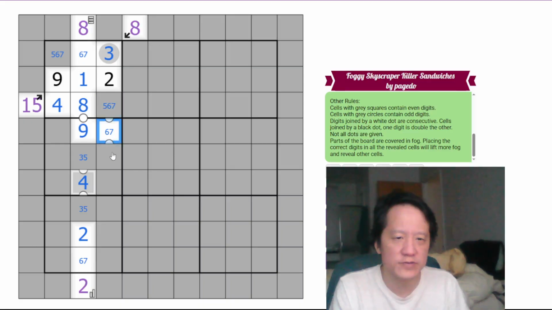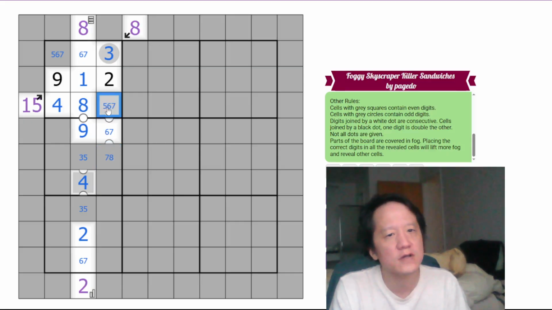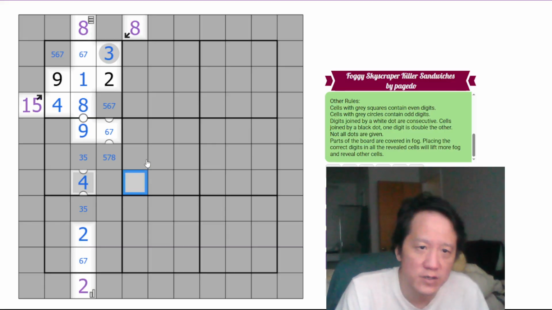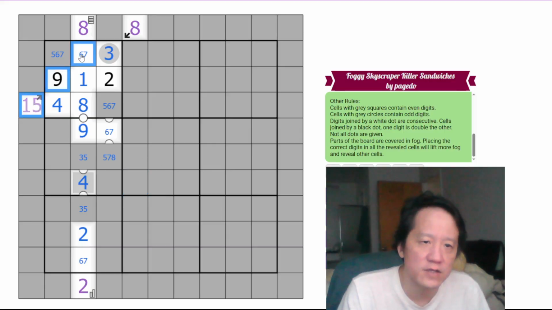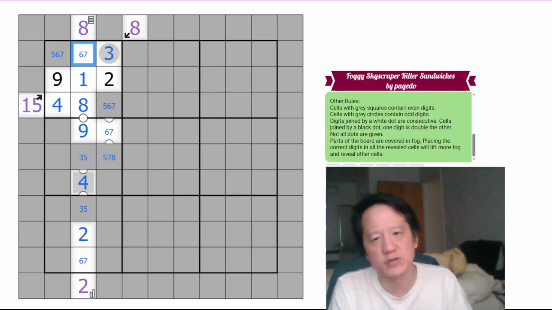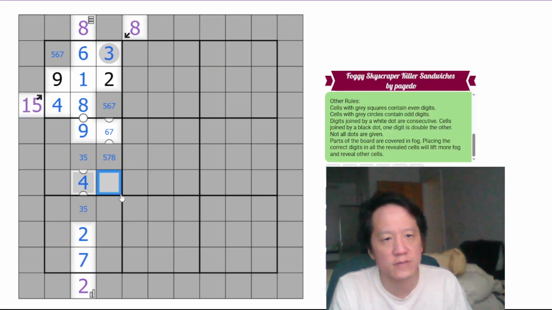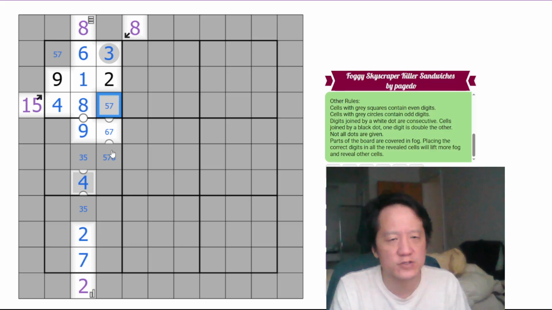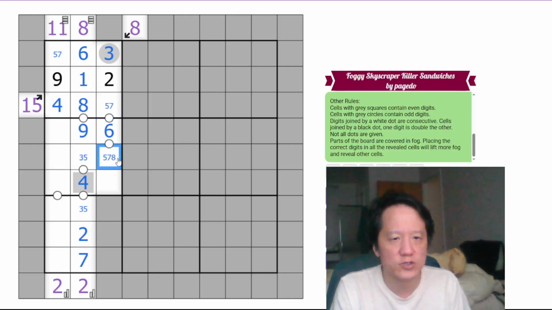So it could be 5, 6, 7, 6, 7, 8, 6. It can't go down 5, 4. So 5, 6, 7, 6, 7, 8, 7, 6, and 5 are possible here. Oh, this is 15. So these two digits add up to 15, which makes this a 6 and this is a 7 then. This can't be 6. This can't be 6. So this is 5 or 7, which can only be consecutive with 6 out of the remaining digits. So this is 6, which means this is 5 or 7 also.